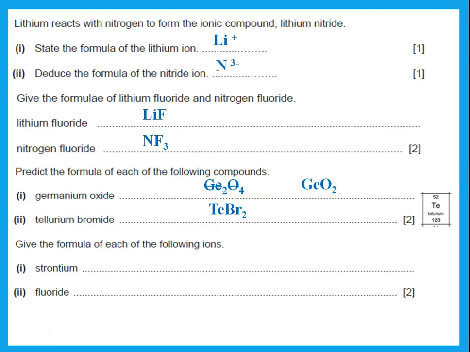Give the formula of each of the following ions. So remember that he's asking for the ion. So strontium is Sr, and it is in group 2. That means it has 2 electrons in the outer shell. So to form an ion, it needs to lose these 2 electrons, so it will have extra 2 positives. The fluorine atom is in group 7. To form an ion, it needs to gain an electron, so it is F-.